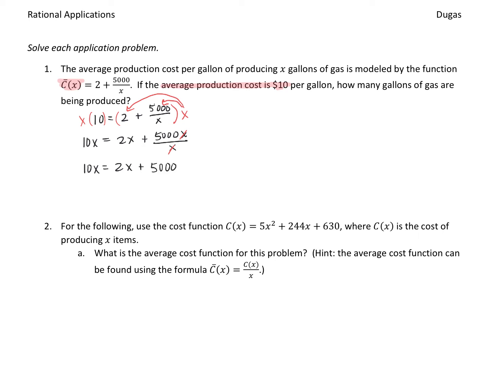And so now we can just solve this. This is a linear equation. So move the X's to the left by subtracting 2X. And we'll get 8X equals 5,000. And then divide by 8. When I do that, I get 625. So I solve for X. So X gallons of gas. So 625 gallons of gas.